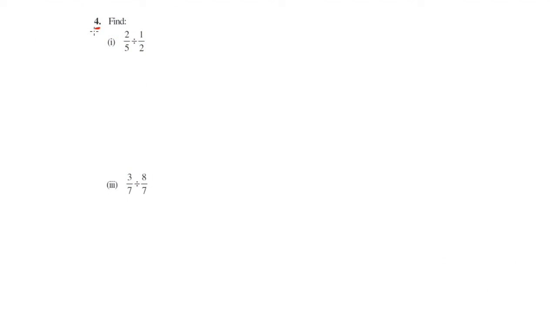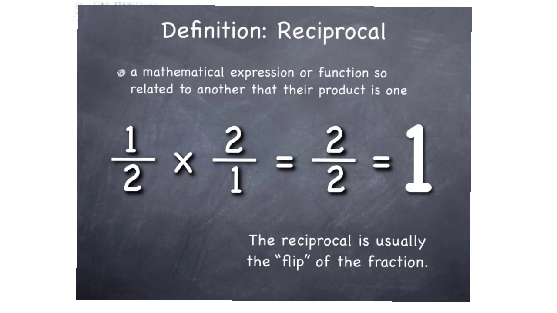In question number 4, what is different? Here you are getting division of two proper fractions. But before that, let's learn some more about the reciprocal. Basically, what is a reciprocal? A reciprocal is a mathematical expression or function so related to another that their product is 1. If you see, the reciprocal is usually the flip of the fraction. You can see one example also, where the product of both the fractions is 1.